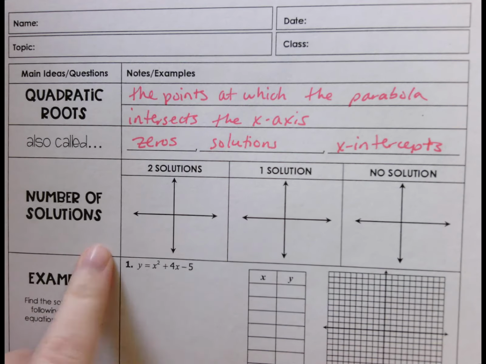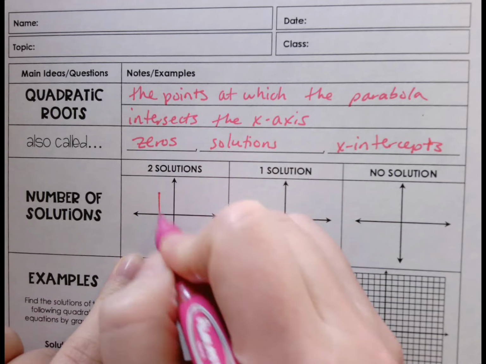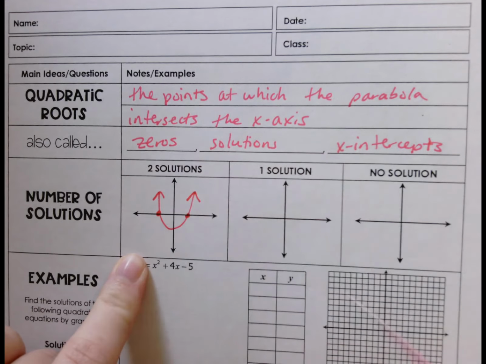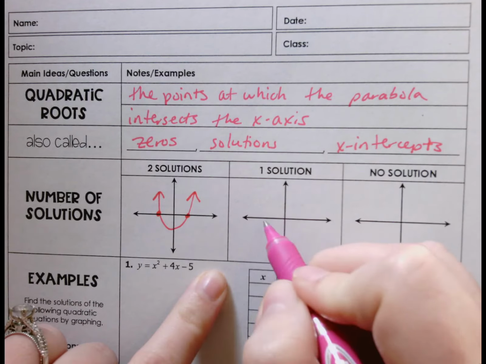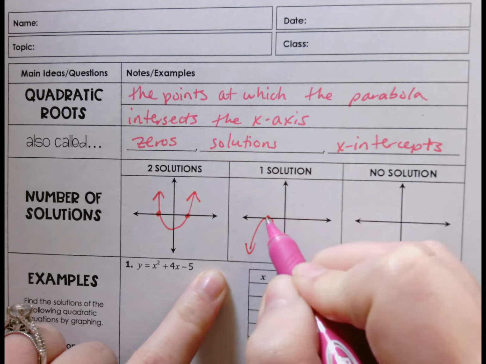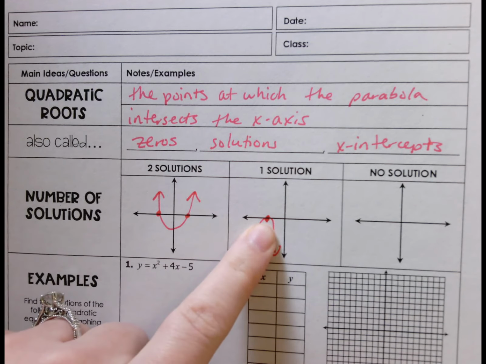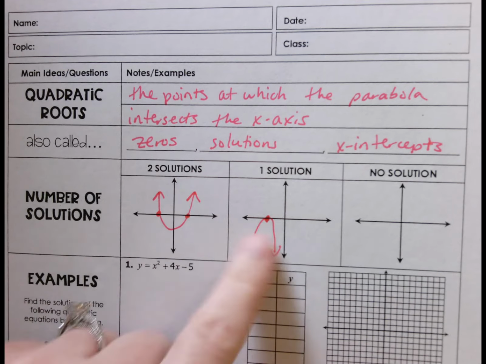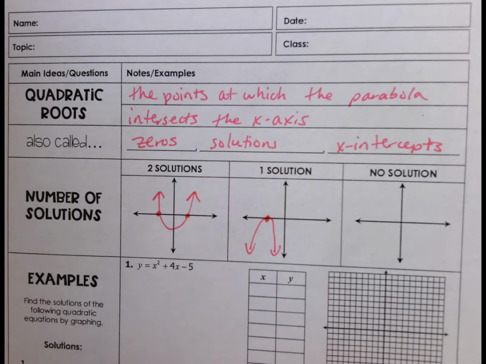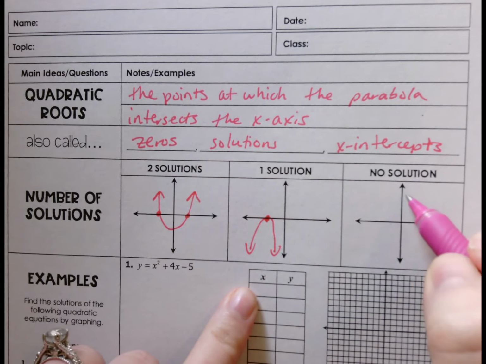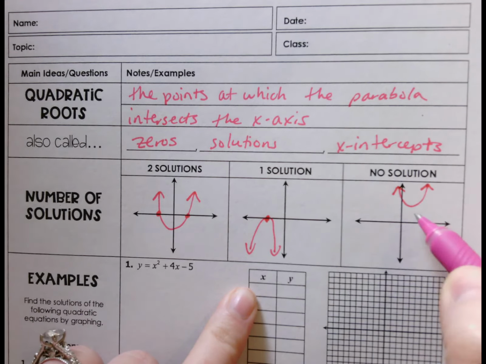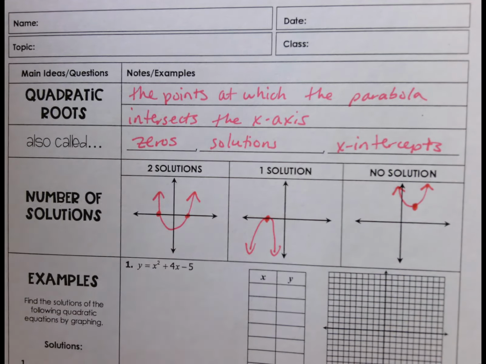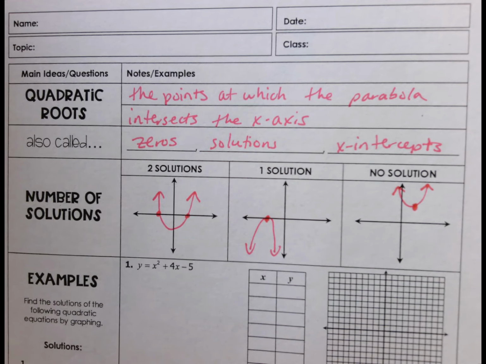So, number of solutions. Like I said, you could have two solutions. That's a parabola that crosses the x-axis in two locations. You could have one solution. That's where it intersects only at the vertex, which is on the x-axis. So that's also a possibility, or if it were here at the origin going up or wherever it would be. And then you have no solution, where you have something that never crosses the x-axis because it continues going up forever or going down forever, but it never does cross the x-axis, so there is no solution. Okay, so you either have two solutions, one solution, or no solution for a quadratic equation.